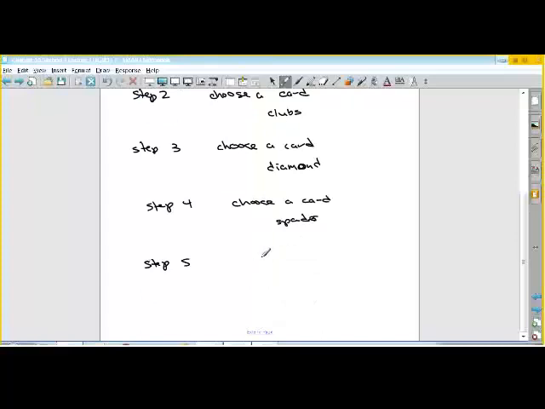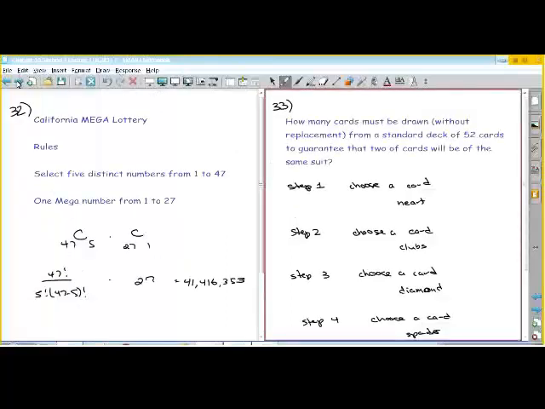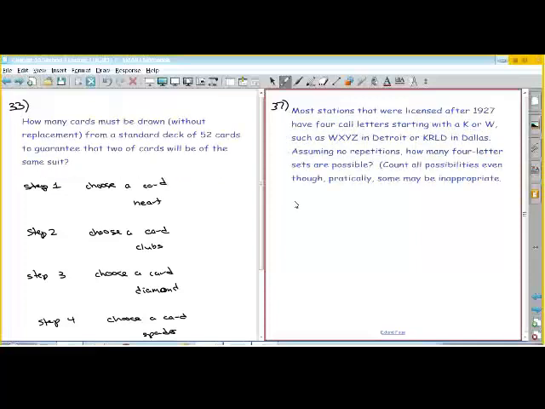Then when I get to step 5, my 5th card, I've already used all the suits up. So at this point, when I pick my 5th card, it's got to be either a spades, diamonds, clubs, or hearts. And so the answer to this question is 5. I can guarantee that if I give you 5 cards, 2 of them are going to be of the same suit. That's the whole concept. So that's just to show you don't get lulled into a false sense of security.